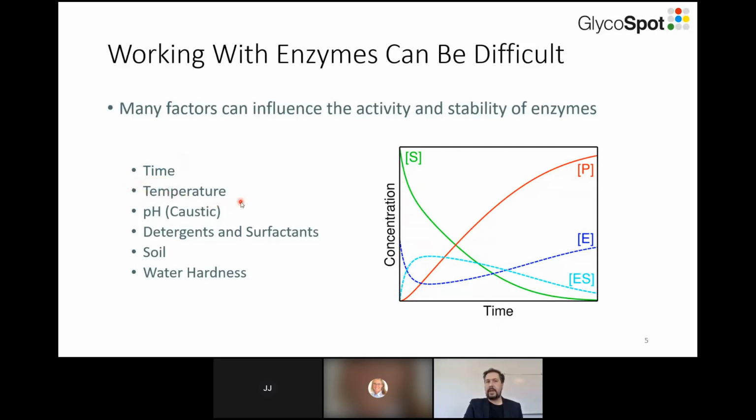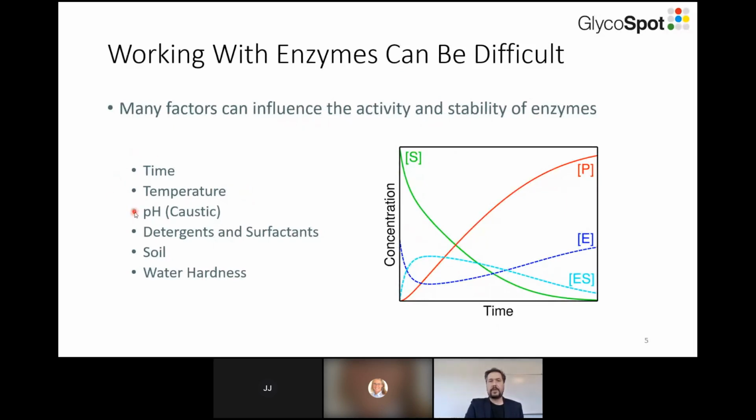Temperature has a strong effect on the activity of enzymes. However, if you go too high in temperature, then that also will severely reduce the time at which the enzymes are active, or they will degrade more quickly. So temperature is important to balance the optimum temperatures for the enzymes with the duration of the process.